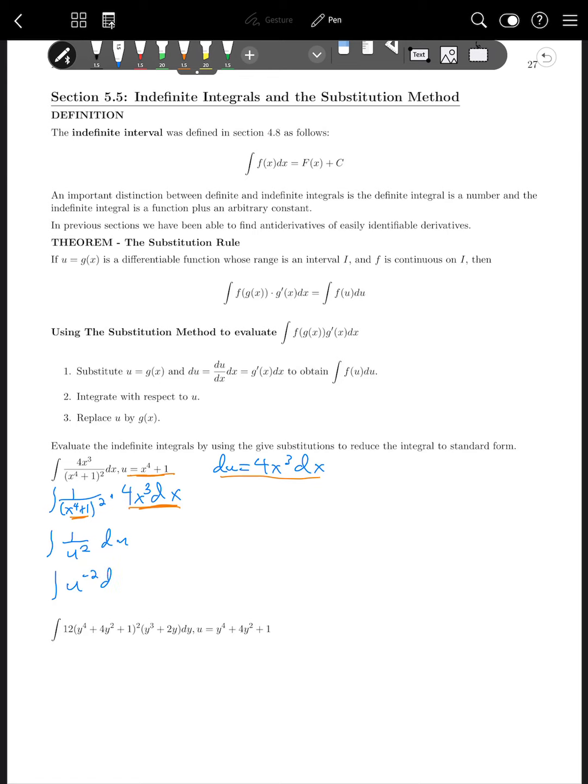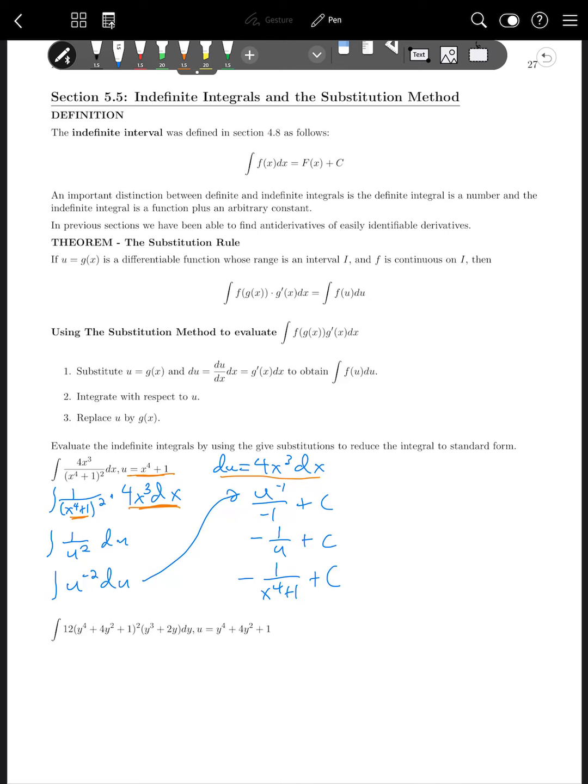Because this is u to the negative second du, and the antiderivative of u to the negative second is u to the negative first over negative 1. I just add 1 to the exponent and then divide by that exponent, plus c. So that's the opposite of 1 over u plus c. And now I can substitute u back in so that I find this with respect to x. So this would be the opposite of 1 over x to the fourth plus 1, plus c.